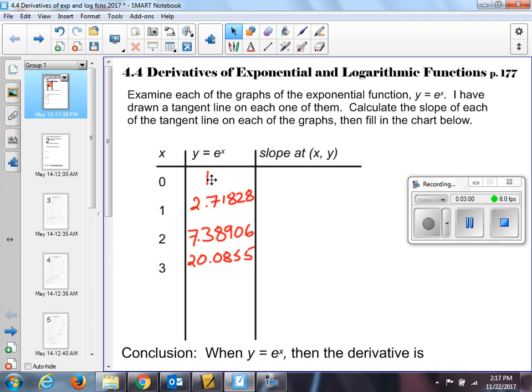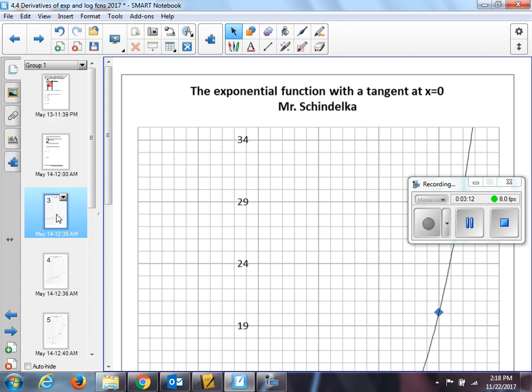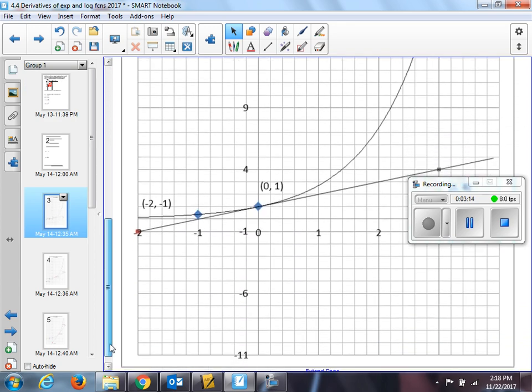Now, the slope at x, y, at the point. So my x is 0 and the y is 1. When my x is 1, it's 2.718 for the y. That's the slope. So I've got to flip to these graphs. We'll do the first one. It's a pretty easy one to do. You don't even need a calculator here.